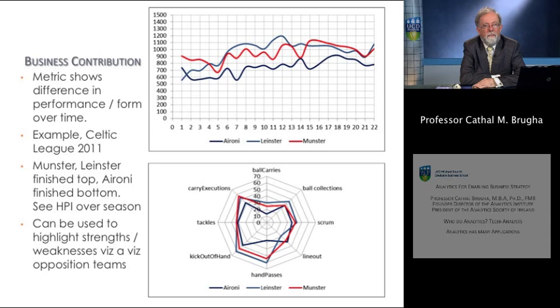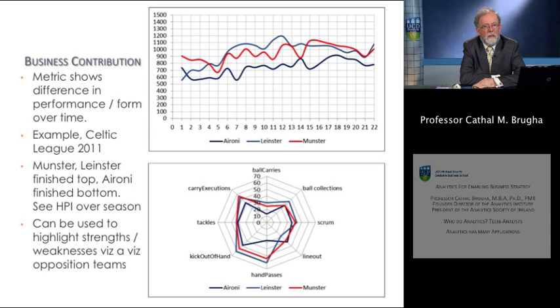And you can see, Aironi started well and then finished badly. Leinster peaked very well and then dipped under Munster and then came up at the end. Look at the copper one below.